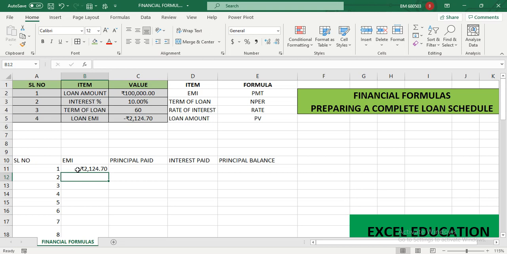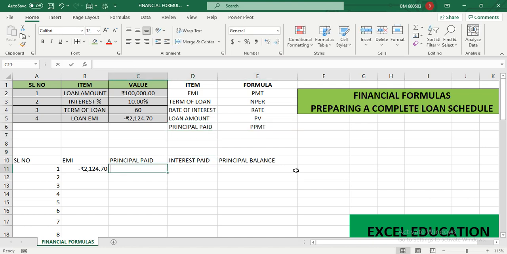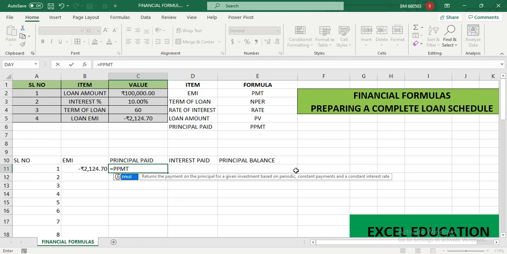and I'm blocking the cells. All right, so out of this 2124, I would like to know what is the principal paid. So for that, I have got principal paid. We have got another formula called PPMT. Let us try to understand how PPMT works. PPMT is nothing but the same thing, guys.